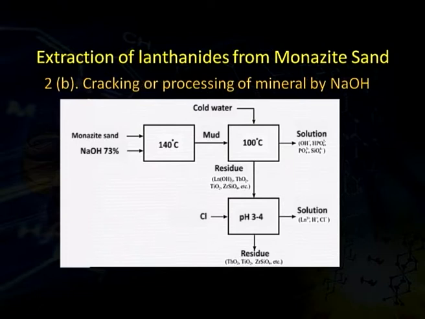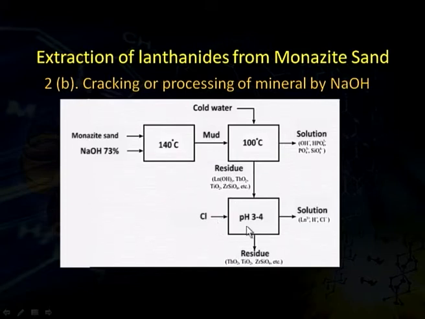This is the process for extraction of the lanthanide in presence of sodium hydroxide, the alkaline process. The monazite sand in presence of 73% sodium hydroxide is heated at 140 degree centigrade. A mud like composition is obtained in presence of cold water at 100 degree centigrade. The residue contains the hydroxides of lanthanum, mainly thorium, titanium and zirconium.